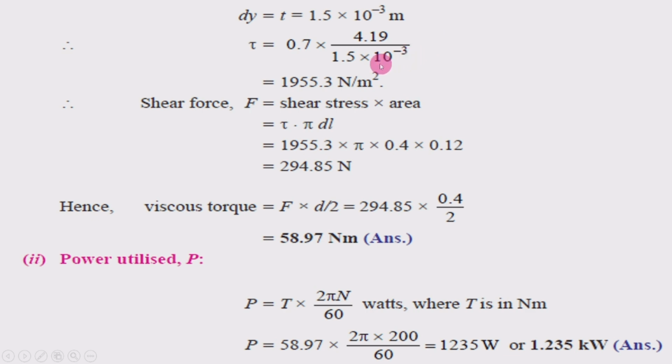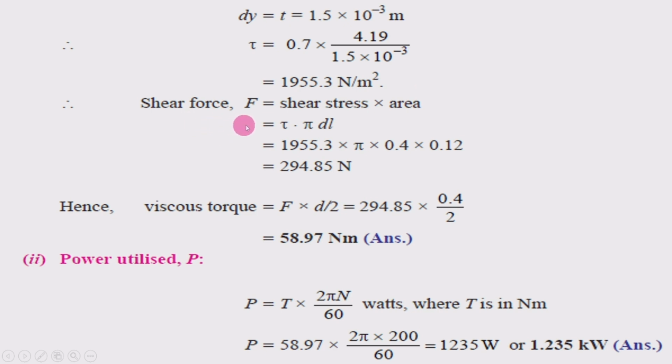Substituting all these values, tau can be given as 0.7 multiplied by 4.19 by 1.5 into 10 raised to minus 3. By taking this, the shear stress we are going to get is 1955.3 Newton per meter square. Then the shear force, we already know that.